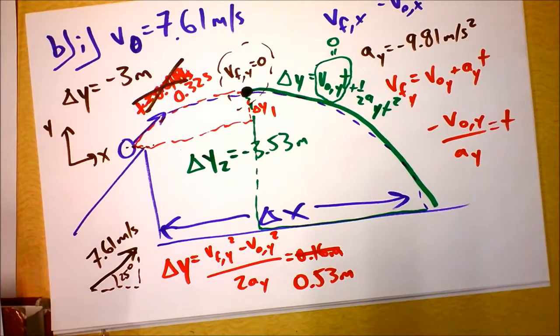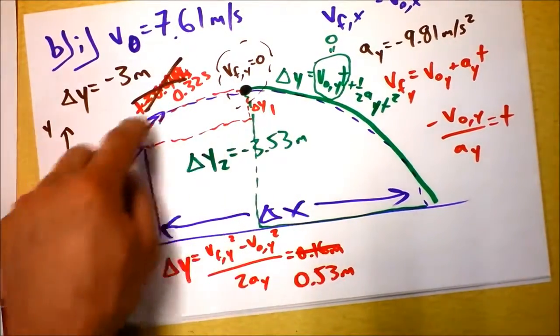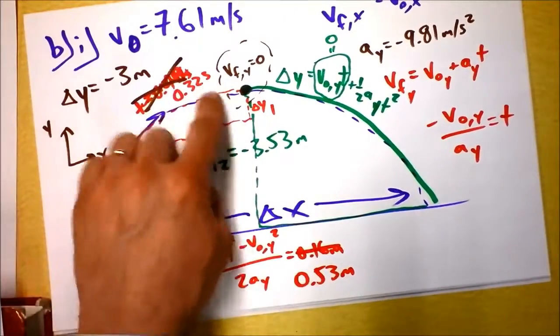I feel nervous. It says right there that the initial velocity in the y direction is 0. That's fine, then. The final one was coming up. Sorry, it's the initial one that's coming up.